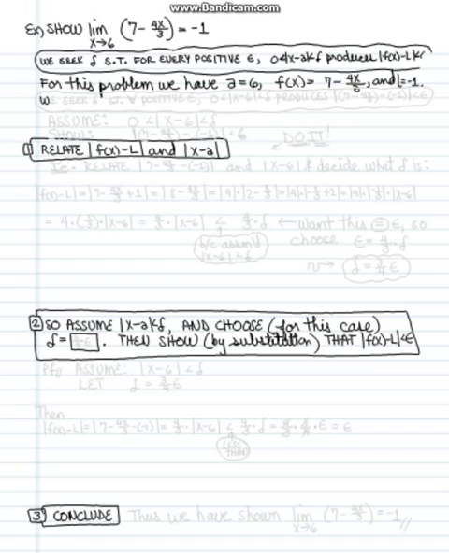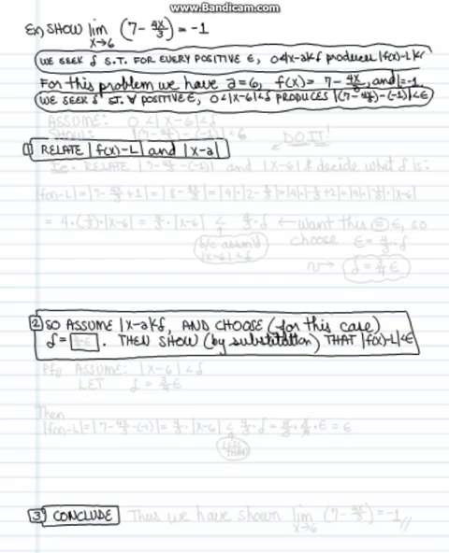We seek a positive distance delta, such that for all positive epsilon, that upside down A means for all positive epsilon, 0 less than absolute value of x minus 6 less than delta produces the absolute value of the function (7 minus 4x)/3 minus the limit -1 is less than epsilon. Okay, so we're assuming that 0 is less than the absolute value of x minus 6 is less than delta, and we're going to show by choosing the appropriate delta that the absolute value of (7 minus 4x)/3 minus -1 is less than epsilon.